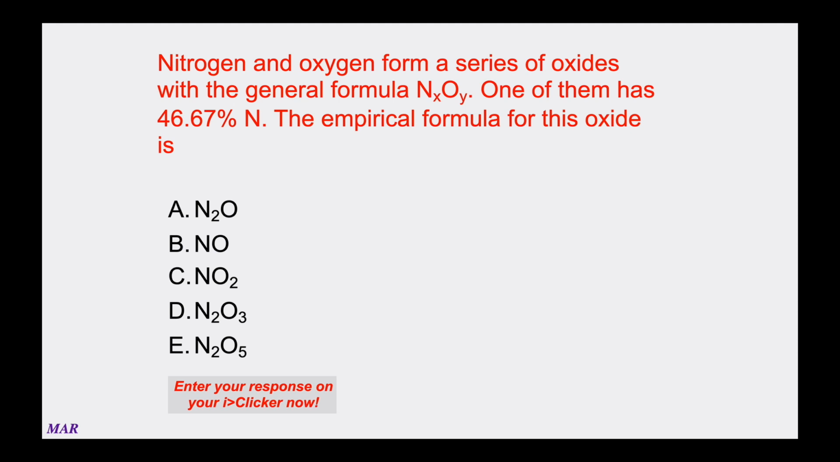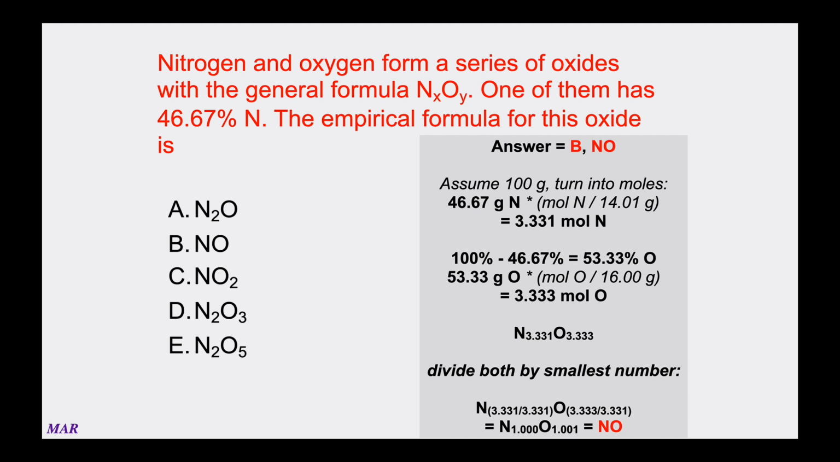Now, if the moles of N and the moles of O are about the same, then that means it's 1-to-1, and answer B would be right. On the other hand, if the moles of oxygen are twice as big, like if N was 0.5 and O was 1, then we'd have something like answer C. So we can use those mole ratios to figure out what's happening. So let's look at the math and the answer. First of all, the answer is answer B. It's 1-to-1, NO, nitrogen monoxide.